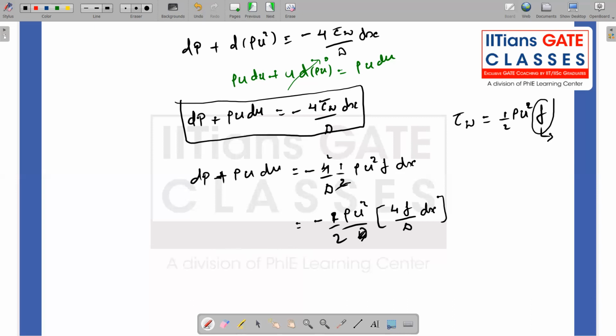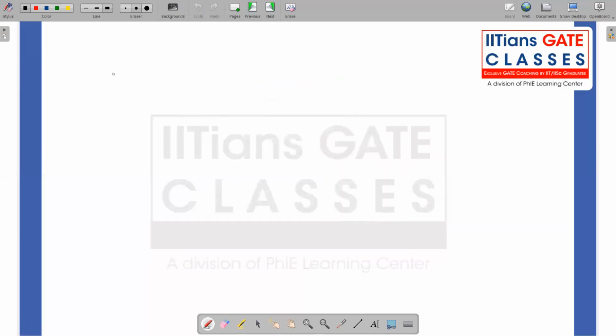Okay. So this is not trivial. This is going to be a bit involved derivation. I'm not going into the details of the derivation. I'm just leaving it at this point. What we got now is a relation. So say, 4f dx by d is equal to, I'm just shifting that minus to the other side, or let me write minus 1 by 2 rho u square 4f dx by d is equal to dp plus rho u du. So this is the relation we got.